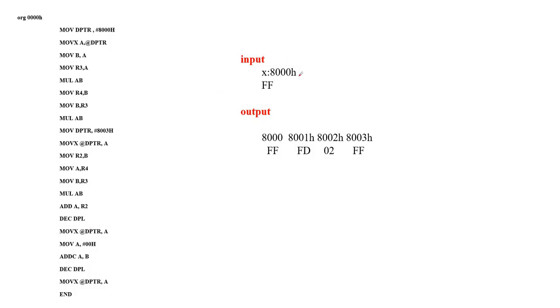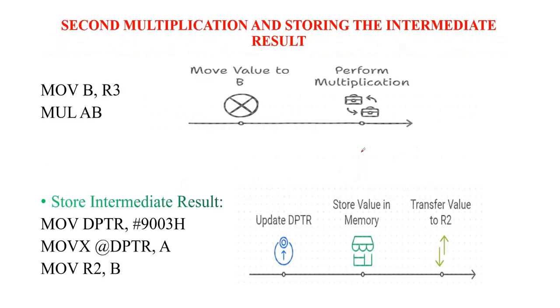So here we will give the input at 8000H location. Because it is an external memory location, we will take it as x colon 8000. We will give the input as ff, and we should get the output as ff02fd. So at 8003 FF will be stored.